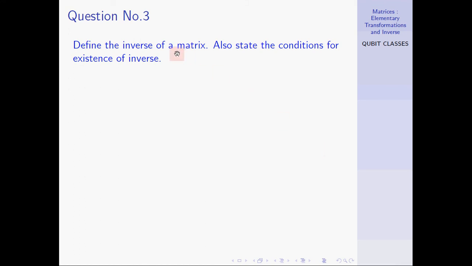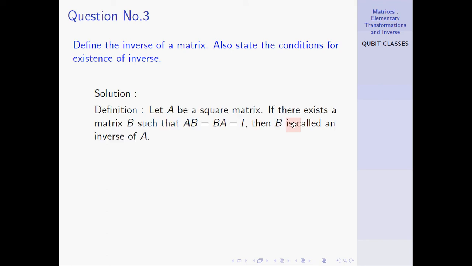Define the inverse of a matrix and also state the conditions for existence of the inverse. Now, if you have seen our previous video, we have stated there that finding an inverse of a matrix is an operation which is similar to division of numbers. So in matrix theory, the division of two matrices is not defined, but we have an operation similar to division, which is known as finding an inverse of a matrix. Now we will see its definition.